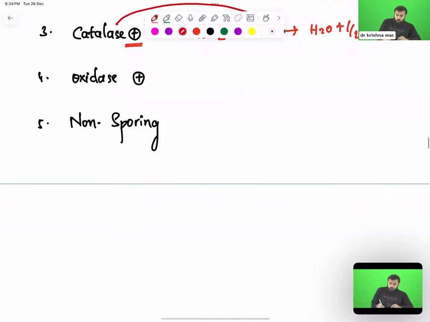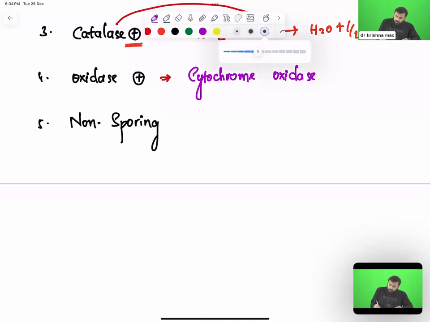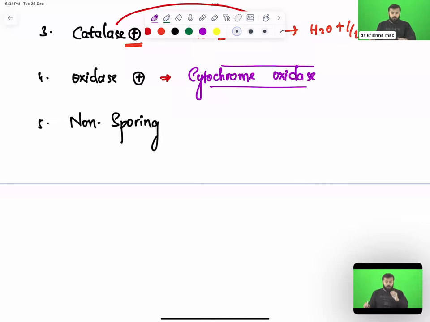Next, why is it called oxidase positive? Because it releases an enzyme called cytochrome oxidase. That is the reason why you call it oxidase positive. Is everyone clear with this so far? Perfectly clear, right? Cytochrome oxidase. So you call it oxidase positive. Now all of you sit back and relax. I hope you are doing that only right now.